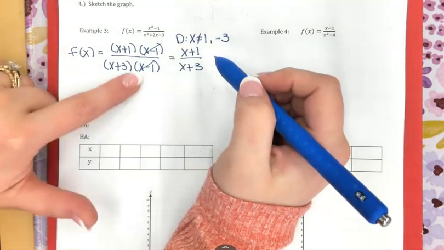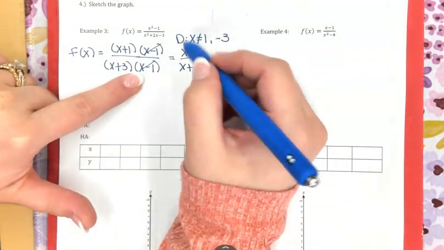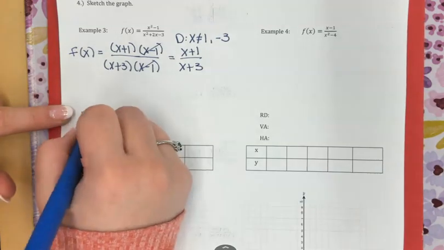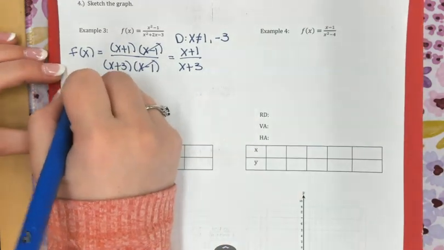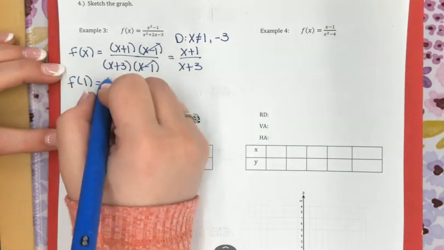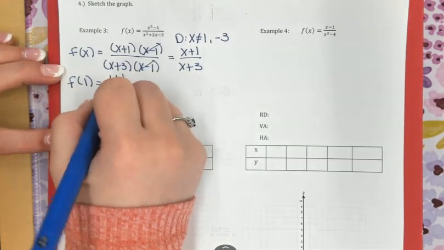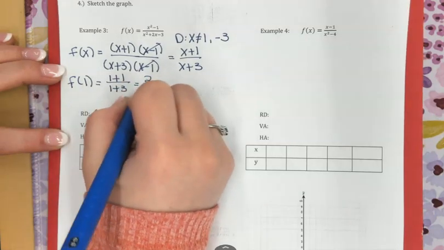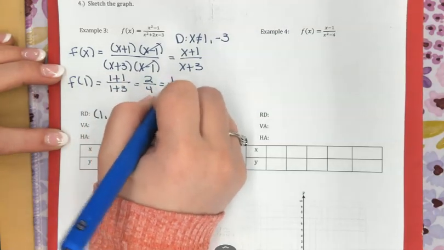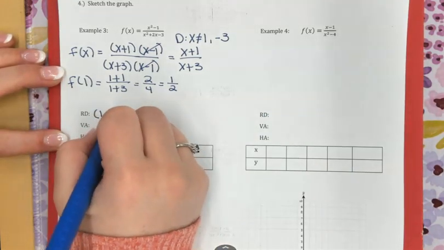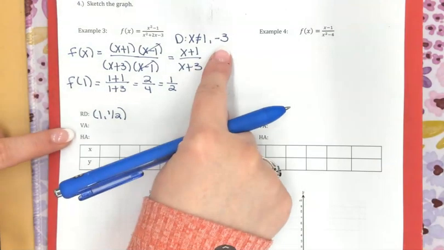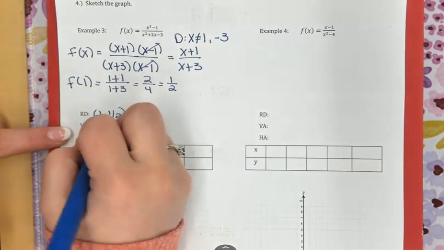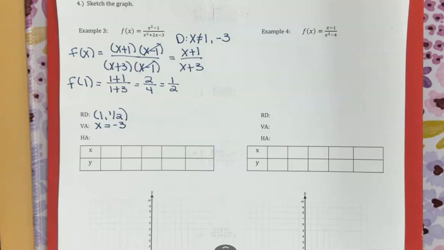So that means the discontinuity that was removed is the x equals 1, so that's going to be the x coordinate for my hole. So to find that y coordinate, I'm going to plug 1 into my simplified function. So 1 plus 1 over 1 plus 3 is 2 over 4, which equals 1/2. So that's the coordinate for my removable discontinuity, which means my vertical asymptote is my leftover domain exclusion.